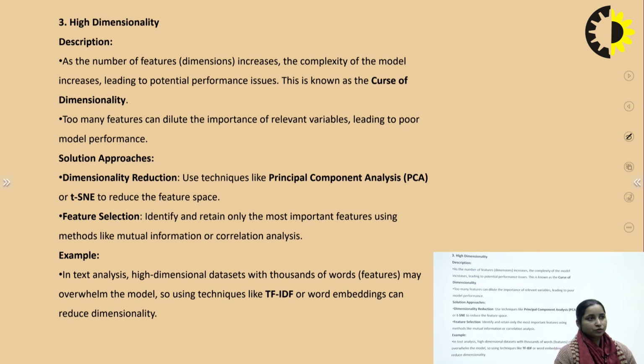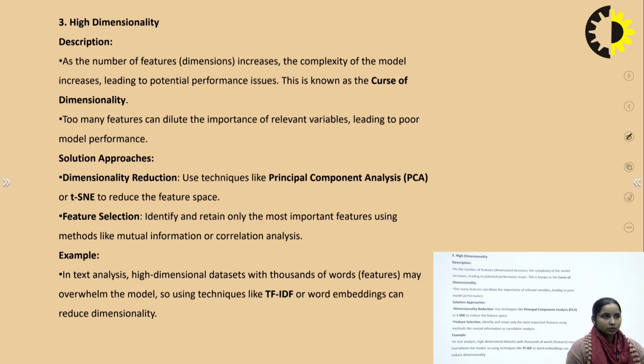So what is the solution for this? Like we have the dimensionality reduction. So we can use PCA to reduce the feature space. So PCA is the principal component analysis. So feature selection, identify and retain only the most important features using methods like mutual information or correlation analysis.